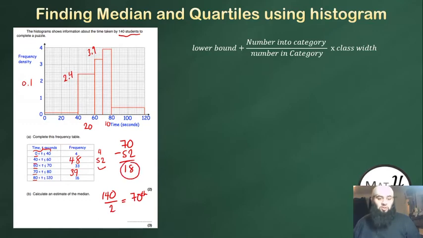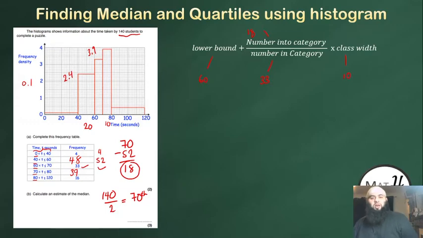Okay, so it goes 18 into the category. So this is what we have to understand. It goes 18 into the category, so this is going to be 18. How many numbers are there within this category? Number in the category is 33. What's the lower bound? The lower bound is the lower number over here, which is 60. And what is the class width? The class width is the difference between 60 and 70, which is 10.